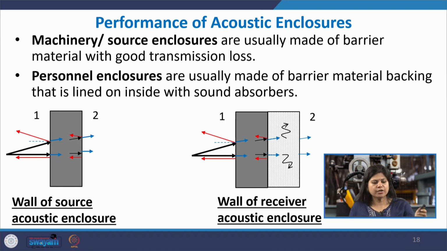So, as already told, the various kinds of machinery and source enclosures are usually made just of a good barrier material that has a very high transmission loss. But in the case of personal enclosures, usually these barrier materials are lined with some sound absorbers to further enhance their capacity. And with this, I would like to close this lecture.